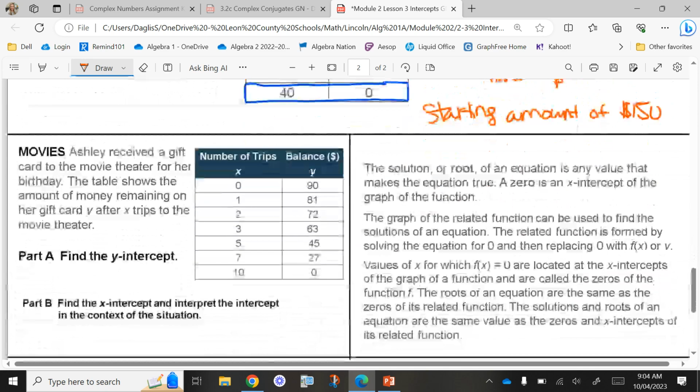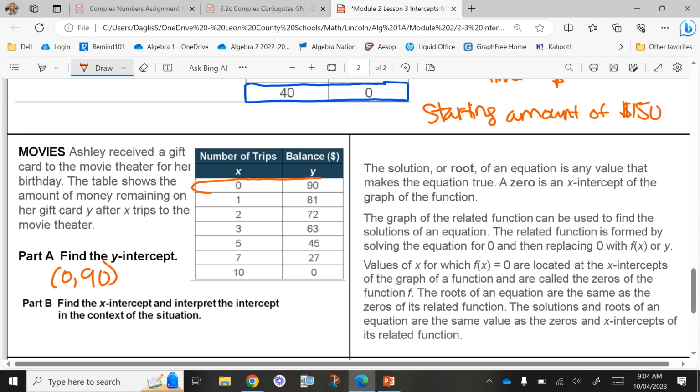Let's do one more table. All right, movies. Ashley received a gift card to the movie theater for her birthday. The table shows the amount of money remaining on her gift card, Y, after X trips to the movie theater. Find the y-intercept. If we're finding the y-intercept, do I want my x to be 0 or my y to be 0? I want my x to be 0. Good. So it's going to be 0 something. What is it? 0, 90. Good. Our y-intercept has an x value of 0.